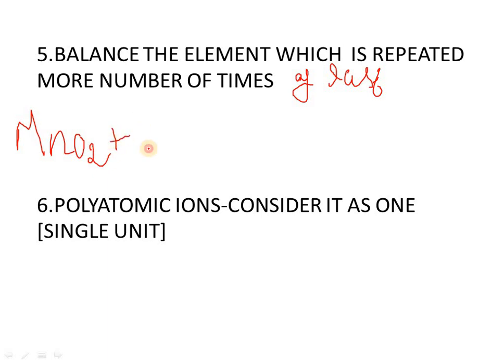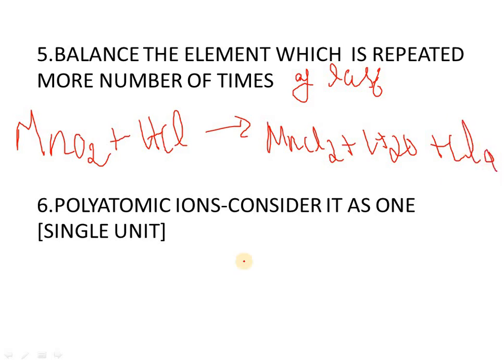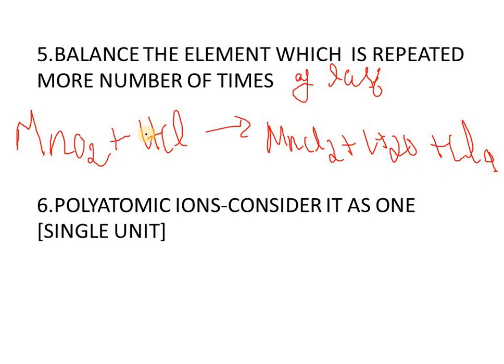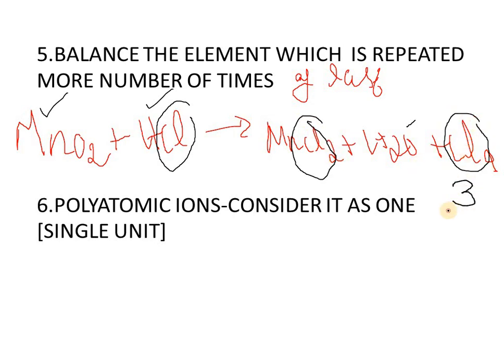Manganese oxide reacted with HCl to give manganese chloride plus H2O plus chlorine. In this equation, you can clearly see that chlorine is repeated more number of times than any other element, whether it is manganese, hydrogen, or oxygen. You can see that chlorine is repeated 1, 2, 3 times. So we have to balance that chlorine at last. That is what our fifth point here says.